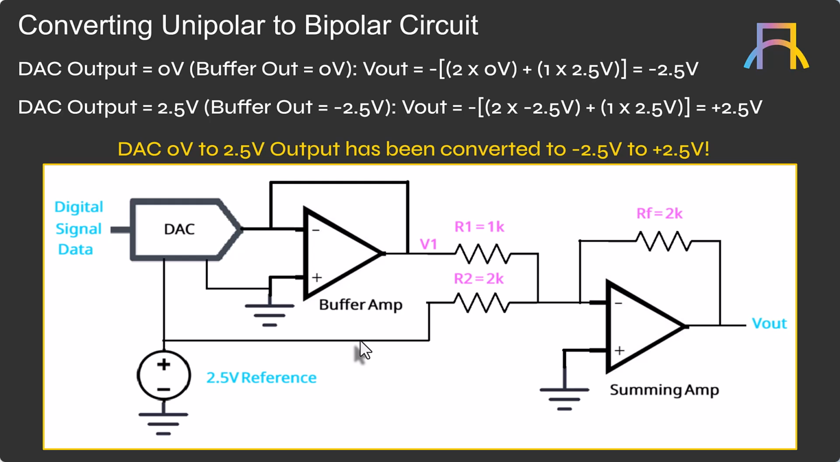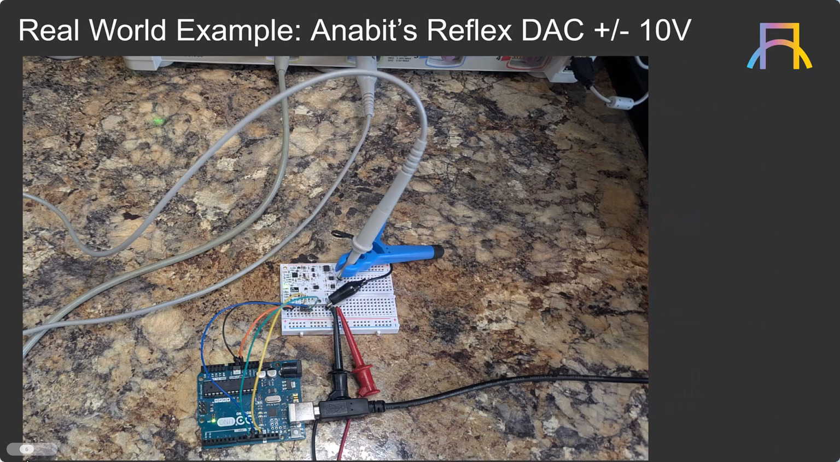So a lot of things you could do as far as amplifying and shifting your signal. Okay, let's look at a real world example. Anabit has a couple products called the Reflex DAC, and one of them outputs a plus or minus 10 volt signal from a 14-bit DAC. And that 14-bit DAC is a unipolar DAC. It's 0 to 10 volts, but we add this circuit that I just went over to double the peak-to-peak voltage, but also make it bipolar.